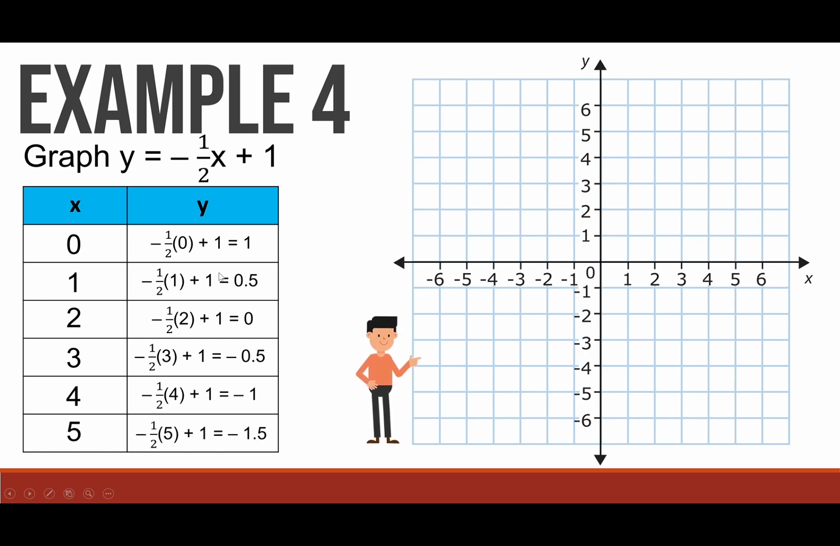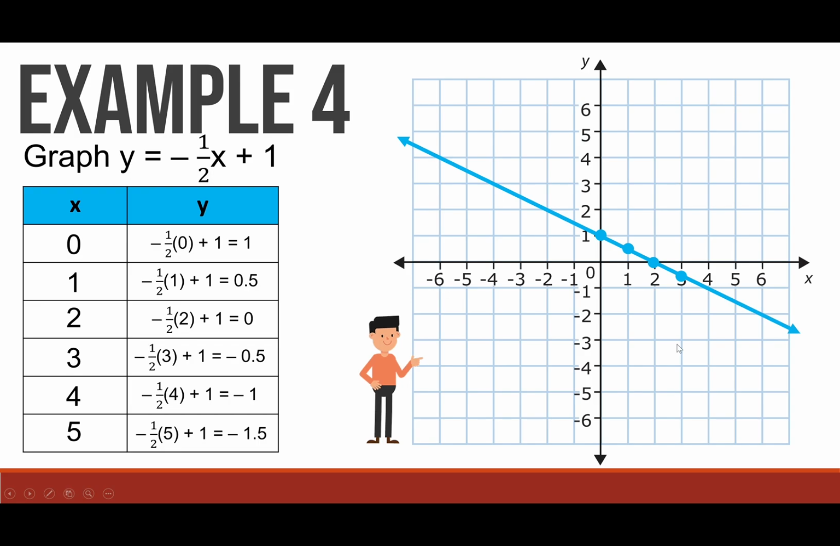And then we can plot our points. First point, we have 0, 1. So 0, 1, right there. Next one is 1 and then a half. So it's going to be 1 and then you just go halfway. And then you have 2, 0. And then you have 3 and then negative a half. So 3, negative a half right there. You have your points. Connect the dots. You are done. Super easy.